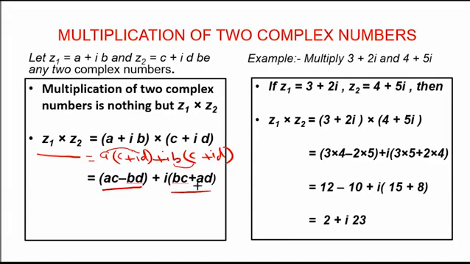So this is a simple formula for multiplication of any two complex numbers, which gives an immediate solution. Now let me go to one more example of multiplying two complex numbers, 3 plus 2i and 4 plus 5i. Let us consider z1 is equal to 3 plus 2i and z2 is equal to 4 plus 5i. Multiply these two complex numbers.